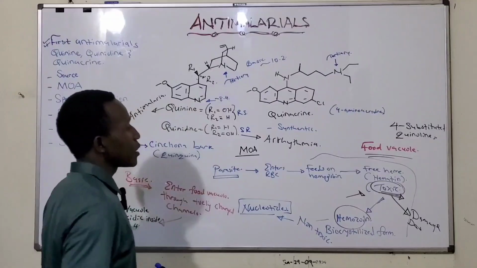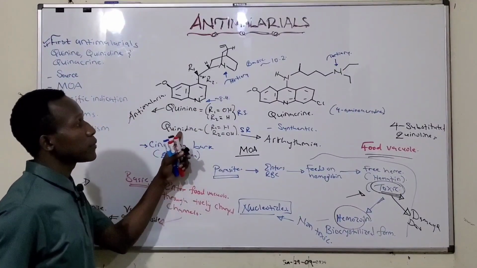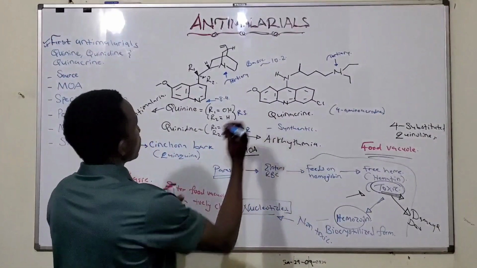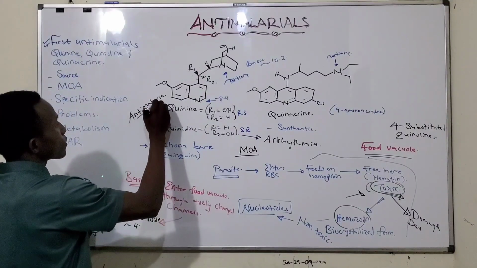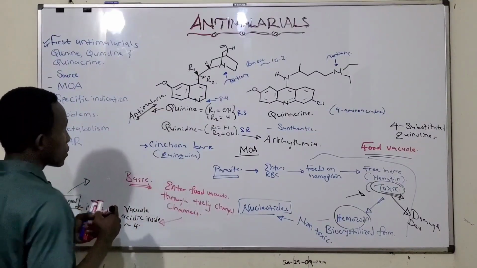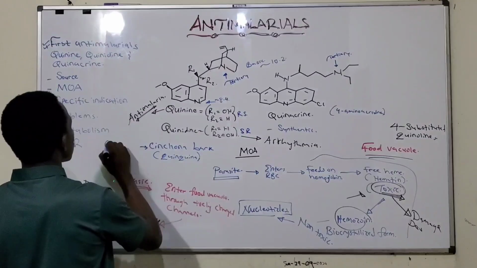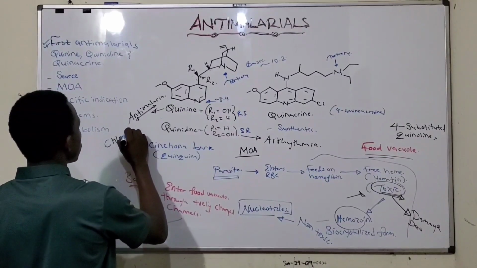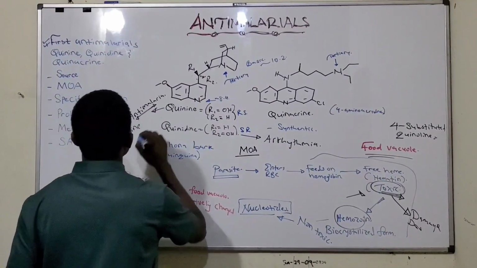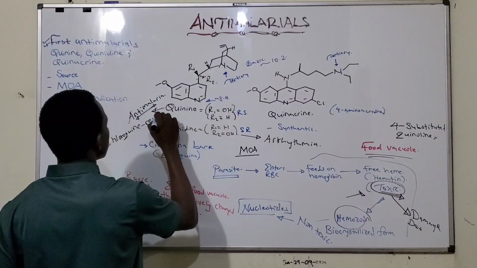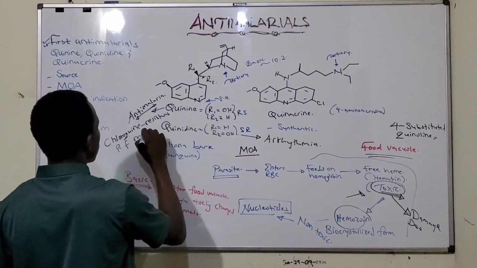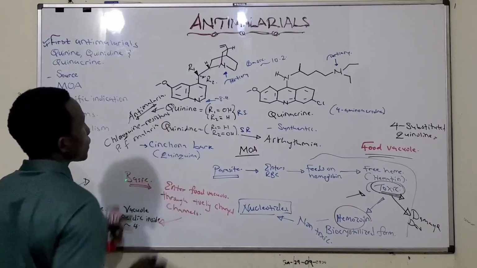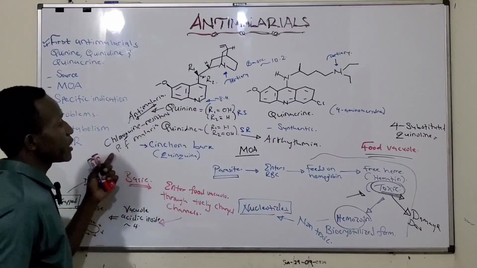In arrhythmias, mainly quinidine. Now, this one, quinine, is still used in chloroquine-resistant Plasmodium falciparum malaria. This is quinine mainly.